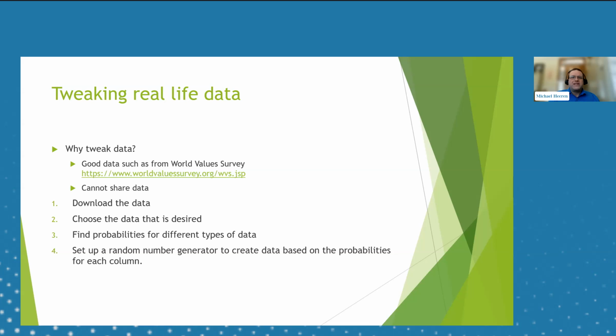However, sometimes you want to have that data readily available for your students without them having to do a lot of work to get that particular data. So for example, here, I like to use the World Values Survey that's in a couple of courses that I teach. However, due to the restrictions presented on the website, I can't download that and put that in a location where students can access it. So they'd have to go out and access it themselves.